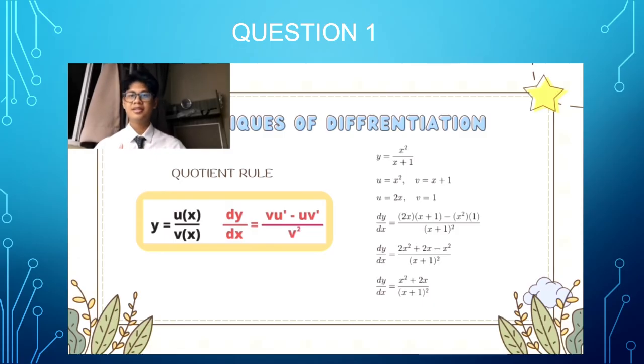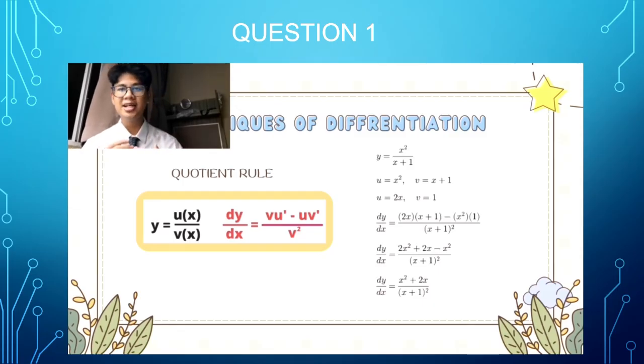Now, last but not least, the third technique that we're going to be learning today is the quotient rule. The quotient rule just means that whenever the question is a division, we have to apply this rule in order to differentiate the original function. The clear difference between the product rule that we just learned and the quotient rule is that the quotient rule is for division and the product rule is for multiplication. The other difference is that in the product rule, we add the two expressions that we already differentiated, whereas in the quotient rule, we subtract.